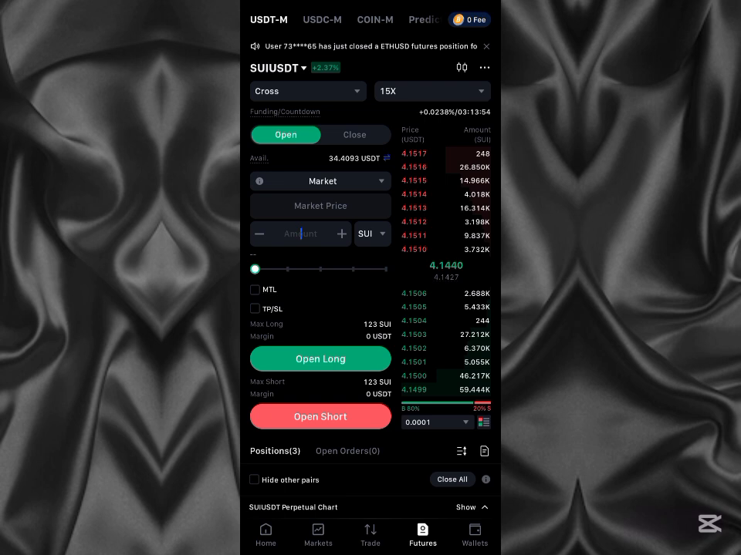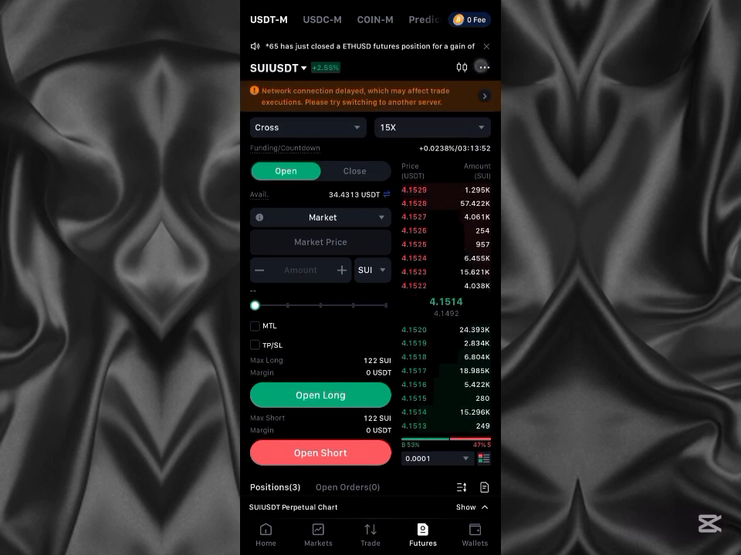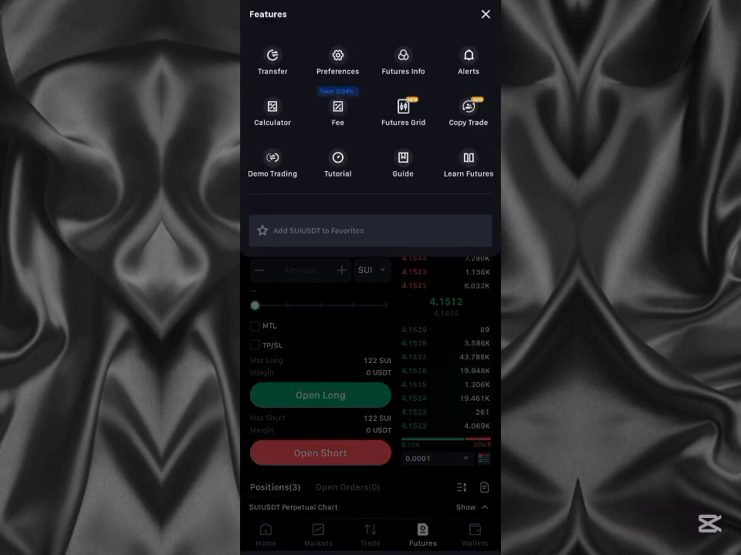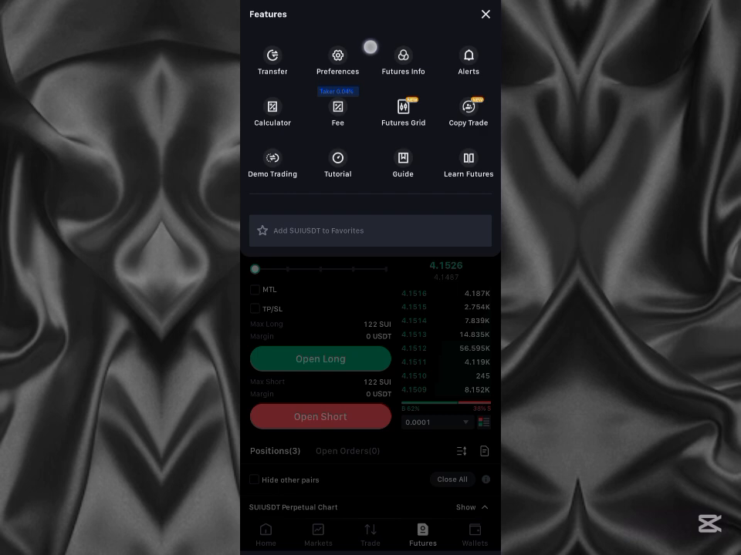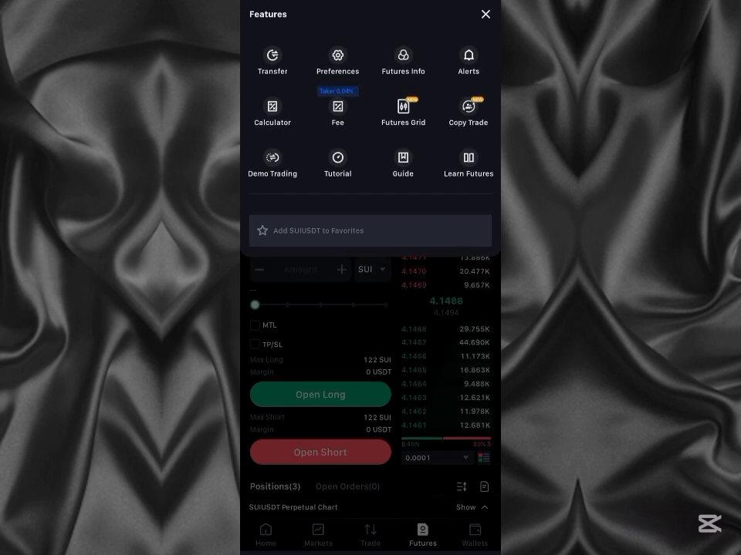And then if you click on this option here, you'll be seeing other options that make this quite easy for you to trade. Over here as preferences, you can set up the way you want your futures interface to look like. Here's the transfer, where you can transfer tokens from your spot to futures. Then over here, you can calculate a trade before you enter. Calculate your entry, calculate your take profit, know how much you're going to get before you enter the trade.